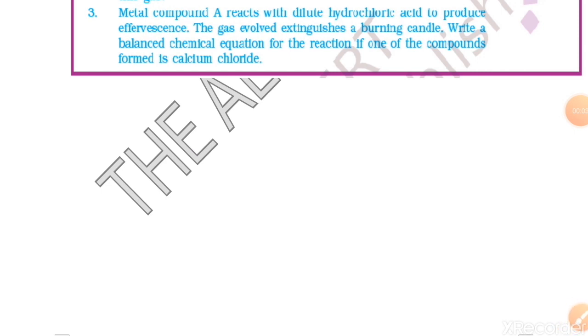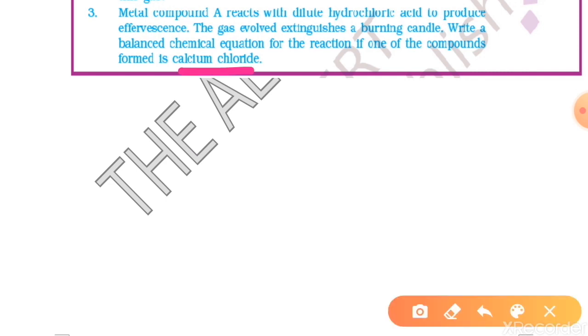Firstly, when metal compound A reacts with hydrochloric acid, the gas produced extinguishes the burning candle. It directly means that this gas is CO2. Now one of the compounds formed here is calcium chloride. This indicates that metal compound A was some compound of calcium. You must remember that we studied when a metal carbonate or metal hydrogen carbonate reacts with HCl or any other acid, then they produce salt, carbon dioxide and water.